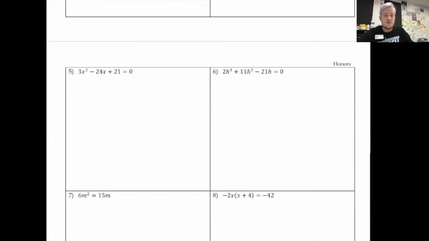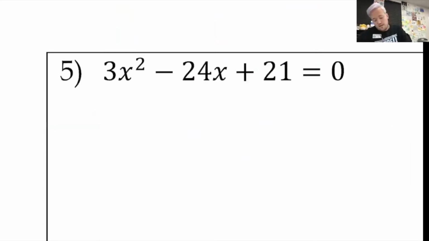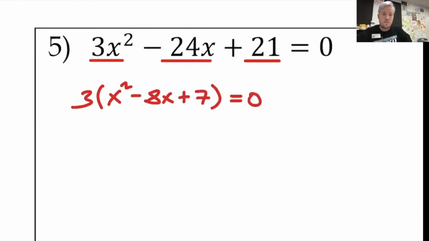So there we go. Looking here at number 5, what I can see right off the bat is I'm looking at the numbers 3, 24, and 21. Every single one of those numbers is divisible by 3. So I want to take out a GCF of 3. When I take out that GCF, I'm left with x squared minus 8x plus 7 equals 0.